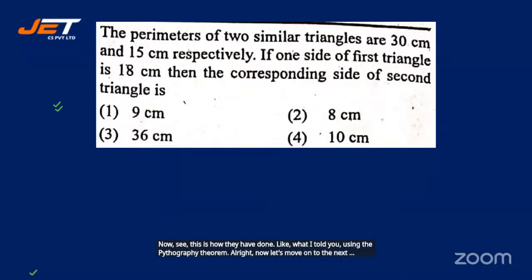The perimeters of two similar triangles are 30 centimeters and 15 centimeters. If one side of the first triangle is 18 centimeters, then the corresponding side of the second triangle is dash.